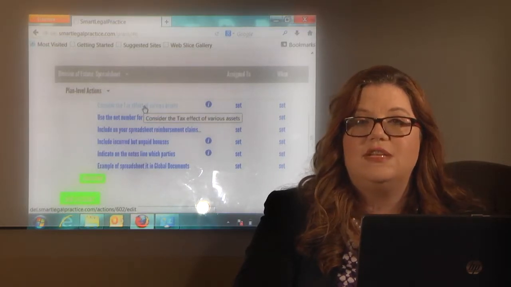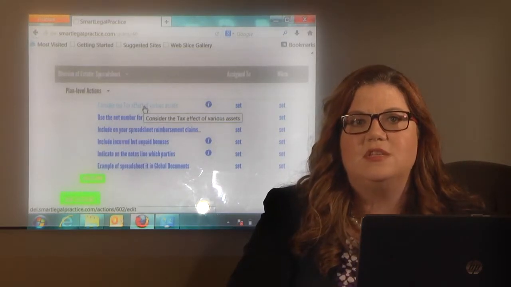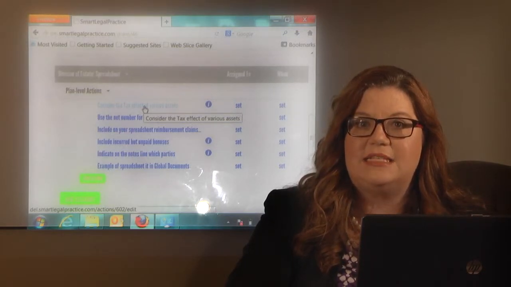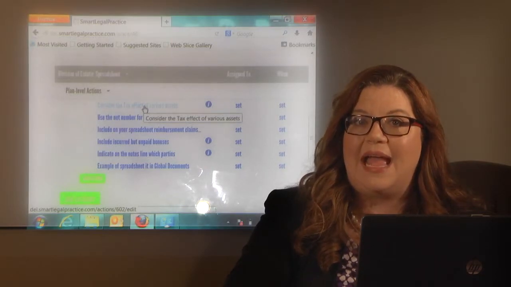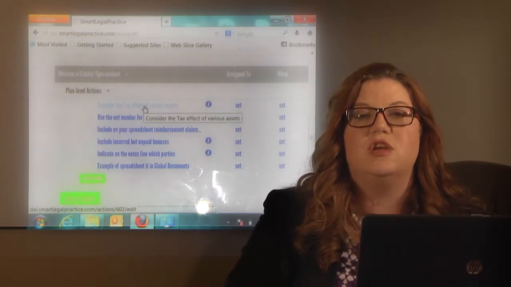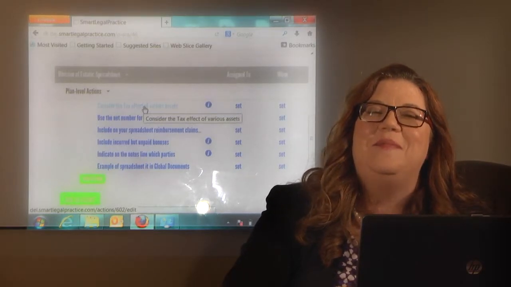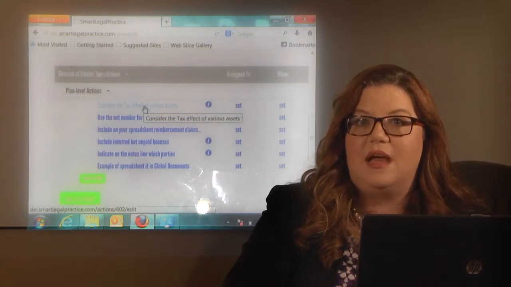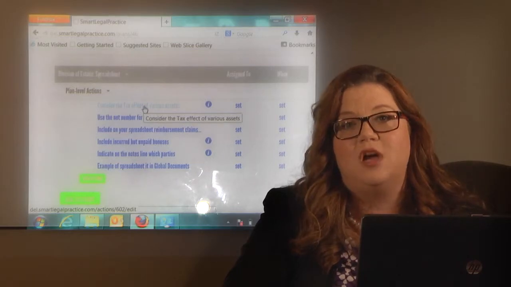One is consider the tax effect of the various assets. Now what we mean by that is obviously $1 in a 401k is different than a cash dollar in a checking account because the dollar in the 401k has not been taxed yet. So if it were me, I'd rather have the cash dollar. But sometimes this needs to be thought about, and you might even tax affect your spreadsheet, and sometimes not.